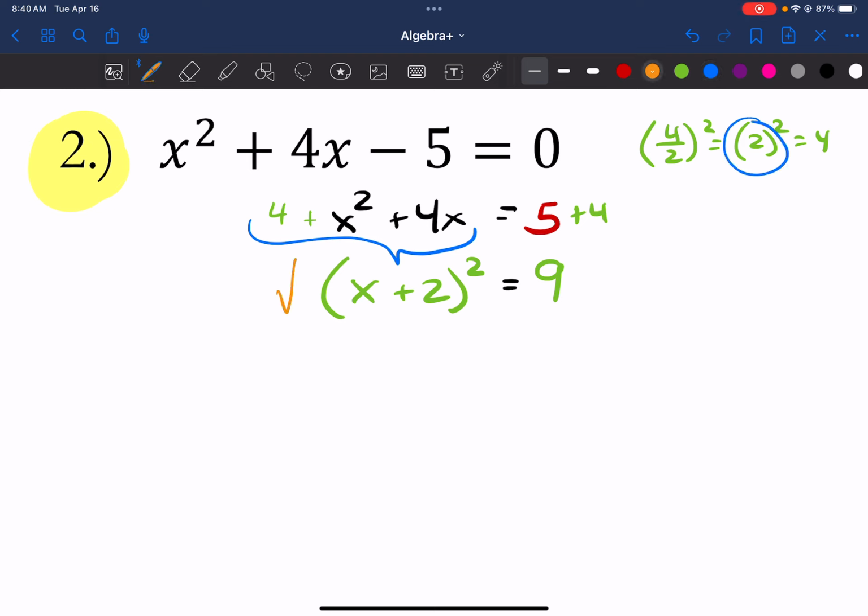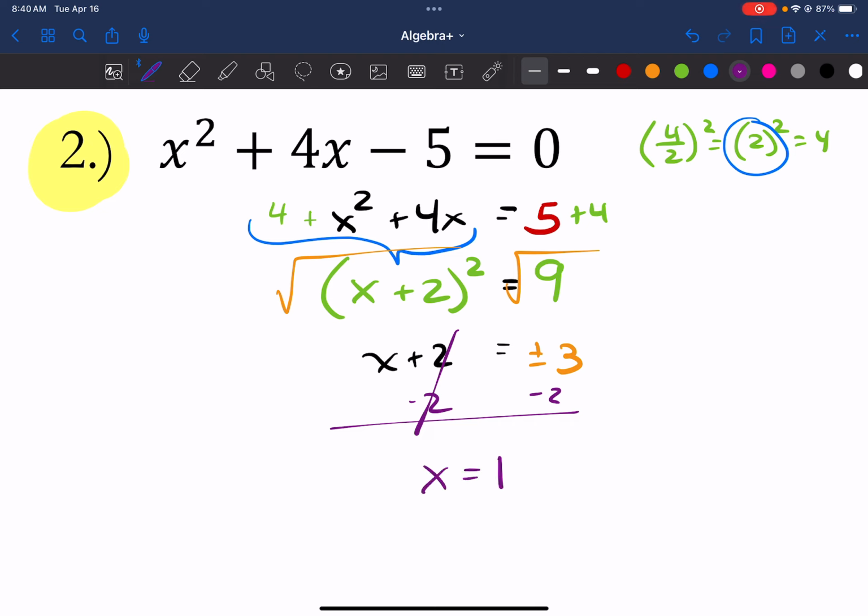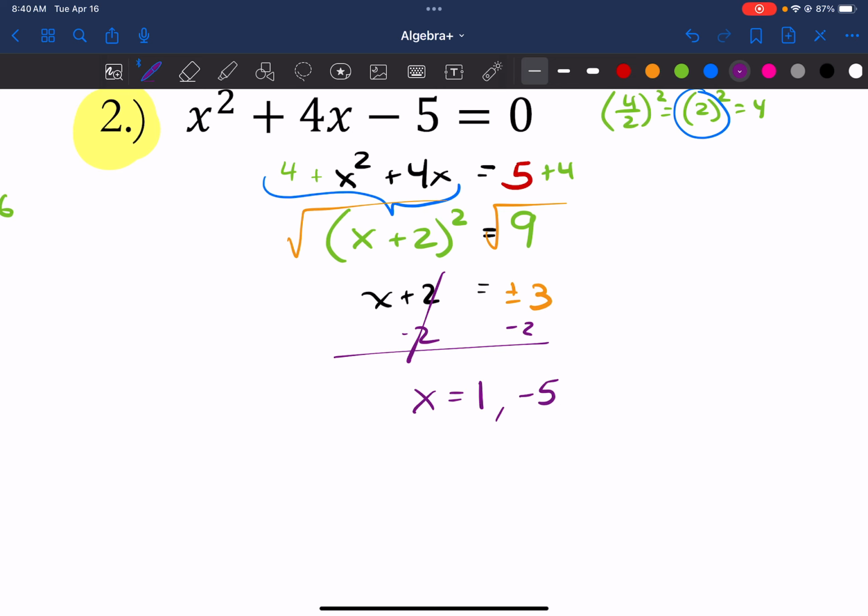Now I take the square root. So this becomes positive negative 3, and on the other side, I am left with x plus 2. I'm going to subtract 2. So positive 3 minus 2 is a 1, and negative 3 minus 2 is a negative 5. So my final answer is negative 5 and 1. My solutions are negative 5 and 1. My zeros are negative 5 and 1. My x-intercepts are negative 5 and 1. And my roots are negative 5 and 1.